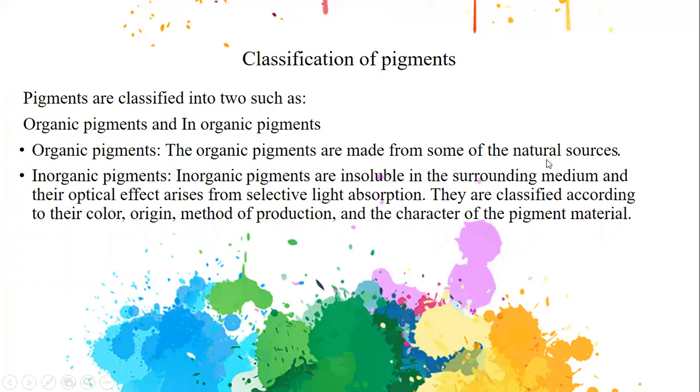Next, it's about how we can classify pigments. Pigments are classified into two types: organic pigments and inorganic pigments. Organic pigments are those made from natural sources, and inorganic pigments are those which are insoluble and can be found in our environment. They can be classified on the basis of their color, origin, method of production, character, and pigment color.